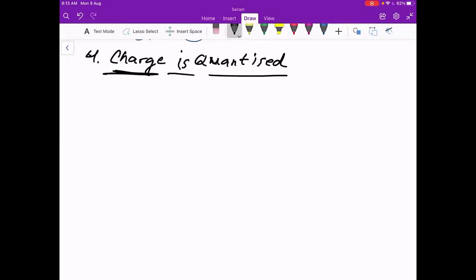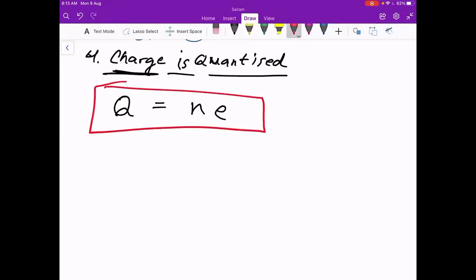So that means quantized. It has small, small units. In short, charge Q can be written as NE, where N is an integer. That's the shortest statement I can make about quantization. You have to understand yourself how it works. Yes, sir. Continue.